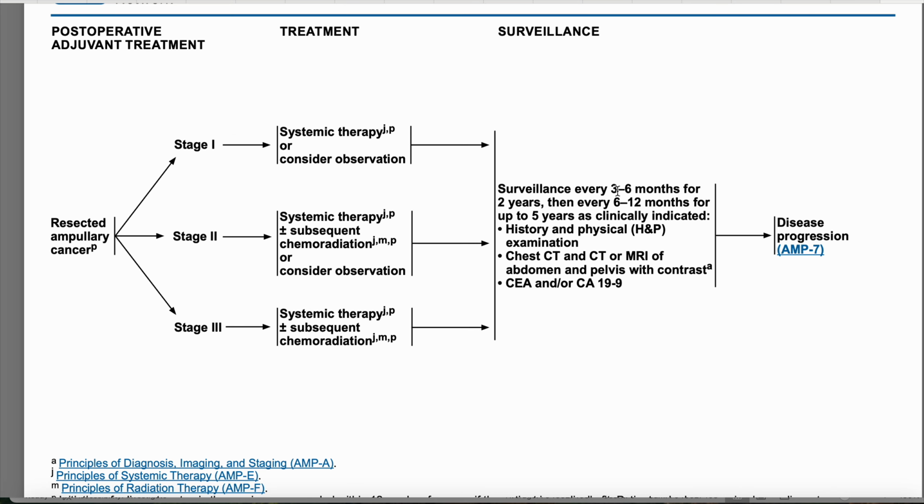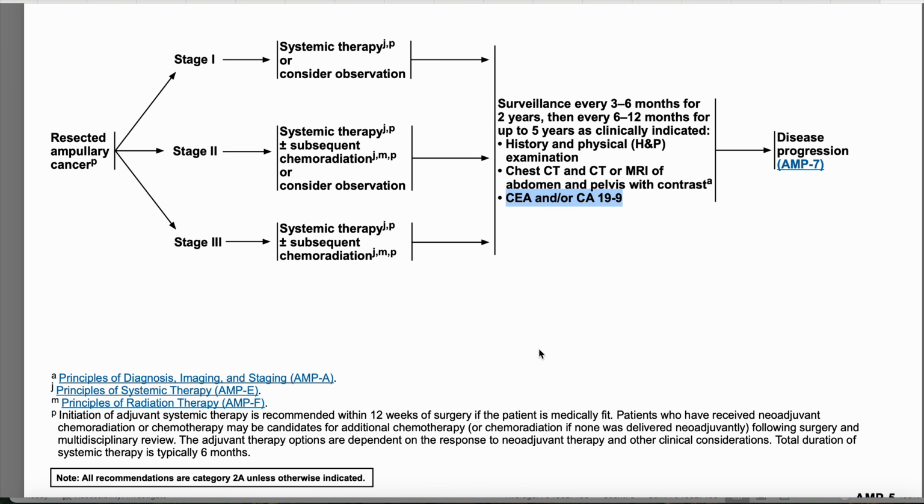And surveillance every 3 to 6 months for the first 2 years, then 6 to 12 months for up to 5 years. Surveillance will include history, physical examination, chest CT or MRI, abdomen-pelvis with contrast, and CA 19-9. Initiation of adjuvant systemic therapy is recommended within 12 weeks of surgery if the patient is medically fit.